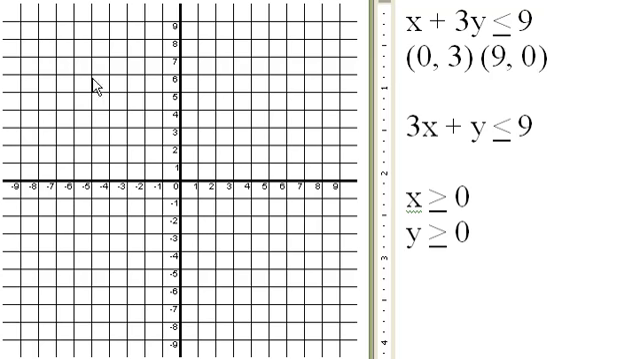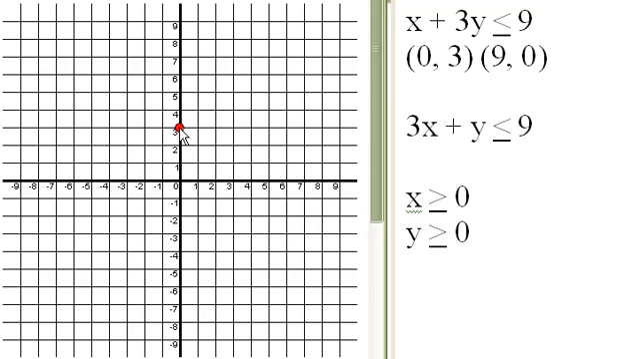So my second point would be 9, 0. If I were to graph these 2 points, the first one is 0, 3. That's over 0, up 3, right there. The second point is 9, 0, so that's over 9, up 0. And then the graph should look something like this.